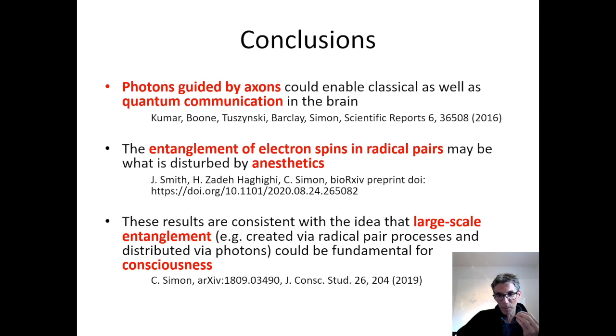So, for example, maybe it's some radical pair mechanisms that create the entanglement between electron spins initially, but then it could be converted into photons and could be distributed via the photons over larger scales, and maybe somehow in this way, complex entangled states that would be related to consciousness would be built up. Of course, this is not conclusive, but at least it's consistent with this general idea.